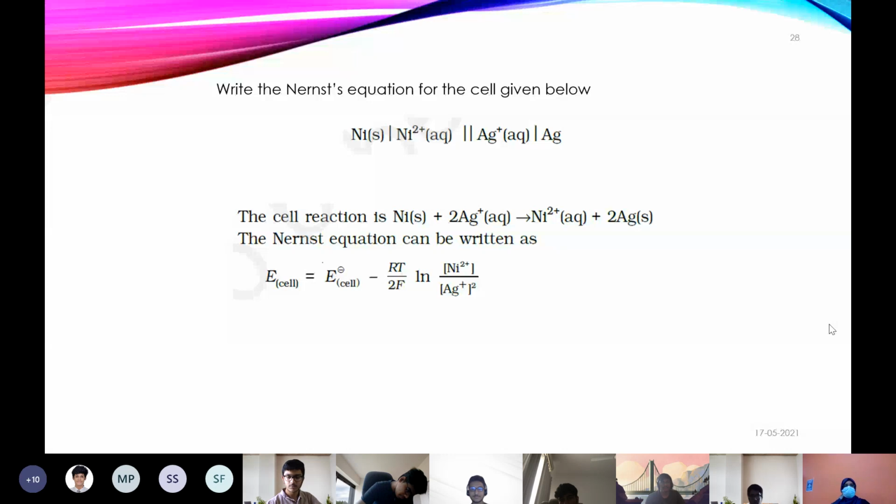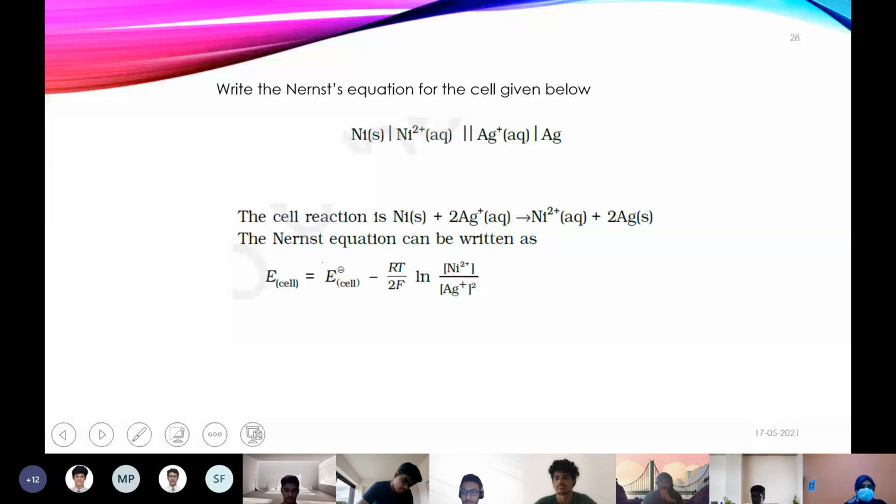Yeah, so let's do this question. Write the Nernst equation for the cell given below: Ni | Ni2+ || Ag+ | Ag. That means the general equation. No need to put the concentration values and all. You can see the answer is already written over there, but this is just to show you a difference from what we have written for the Daniell cell.